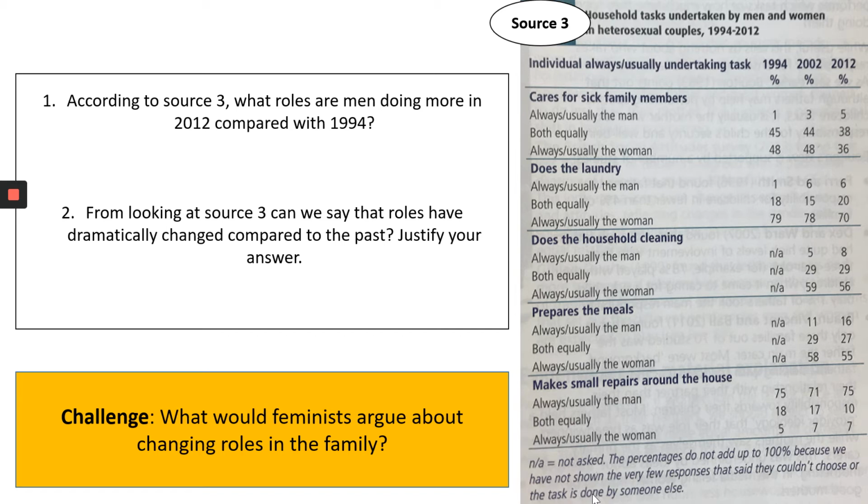You can see though that it's also declined. Usually or always the woman who cares for sick family members has gone down between 1994 and 2012. And you can also see that it being shared more equally has gone down as well. So it suggests that maybe somebody else is doing that role outside of the family. So have a go answering those questions there. If you get stuck with this table in particular, please email and I can talk you through it.